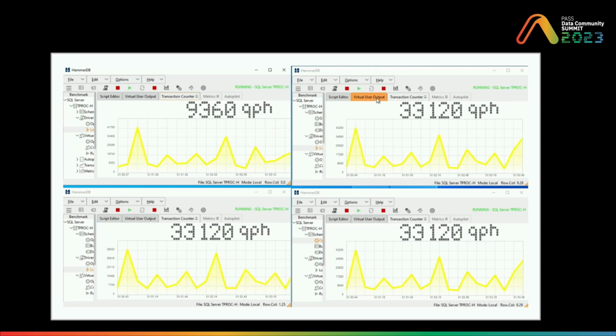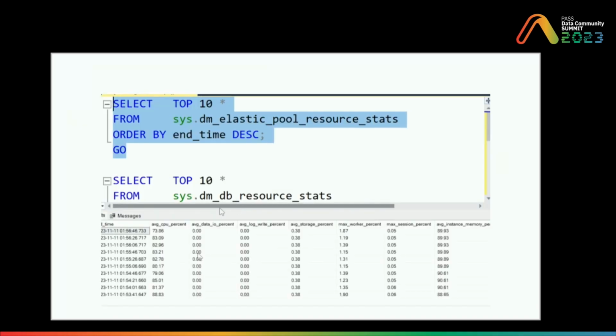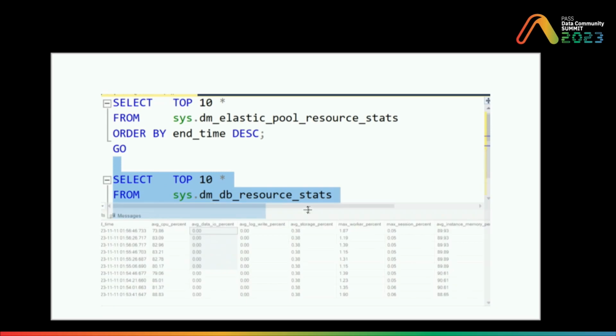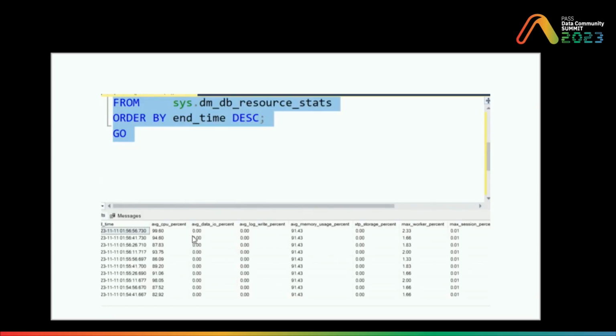You can see again TPC-H like workload. These numbers look bigger, great. Let's look at the workload patterns behind the scenes. This is pool level statistics. You can see I'm using a lot more CPU, and data I/O is gone. It's like 0 because everything is hot in the memory and in the local buffer pool extension cache.